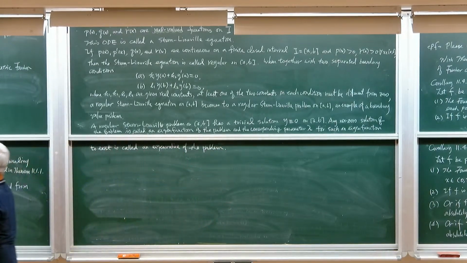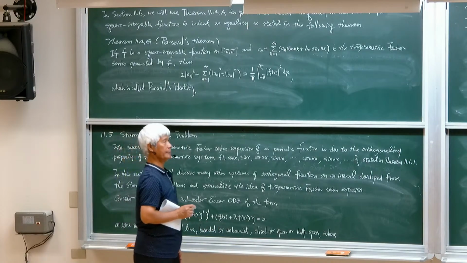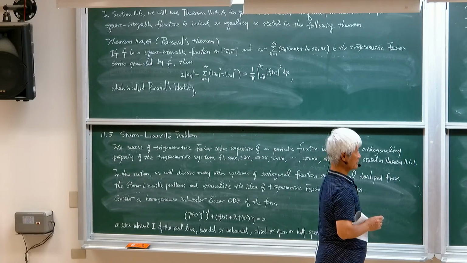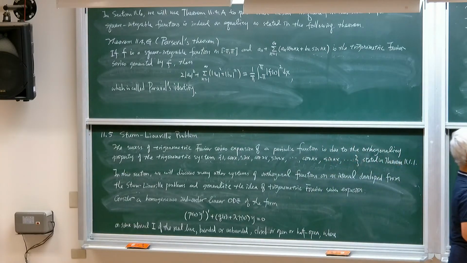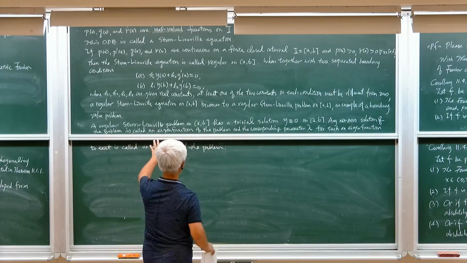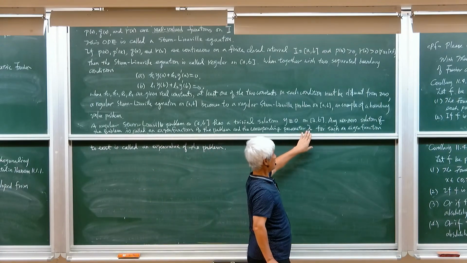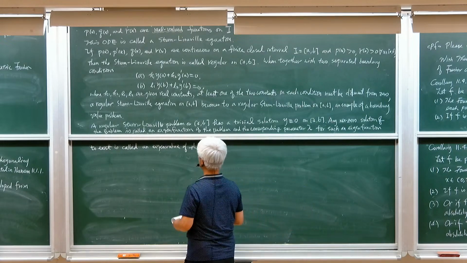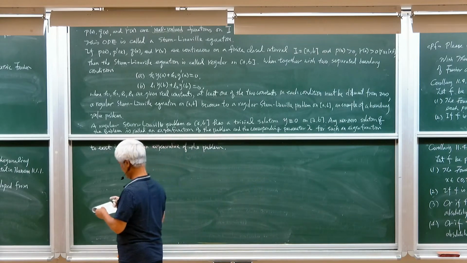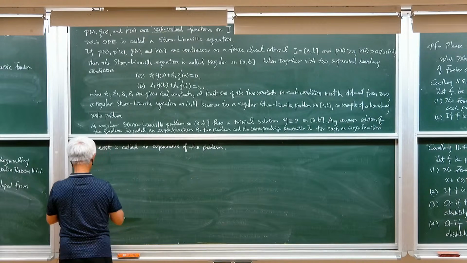Which says that for some value of lambda there is a nonzero solution. But if we do have nonzero solutions, then the corresponding parameter lambda will be called an eigenvalue, and the nonzero solution will be called the corresponding eigenfunction.